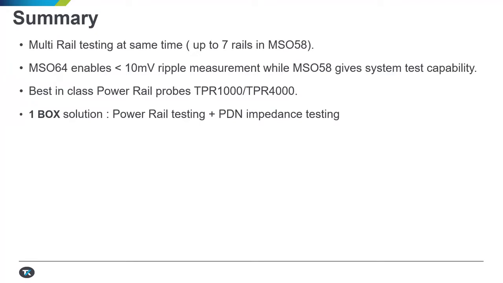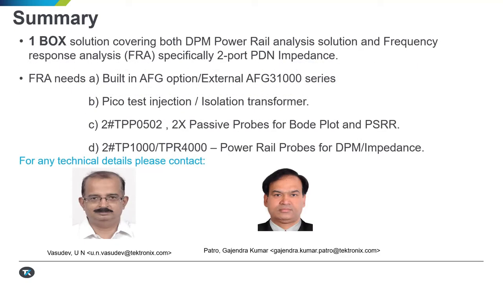That is up to 7 in case of MSO 58. If you want very low ripple frequency, the MSO 64 is a good fit. But add to that the one box solution capability for not only traditional power rail testing but also the 2-port impedance measurement.